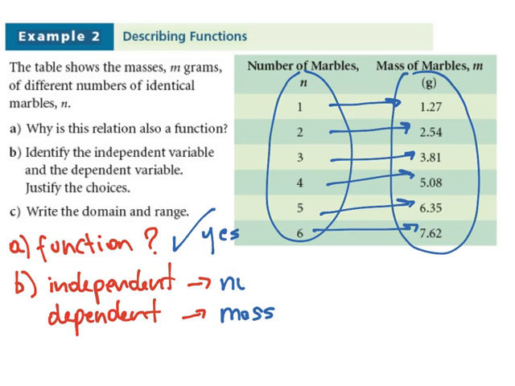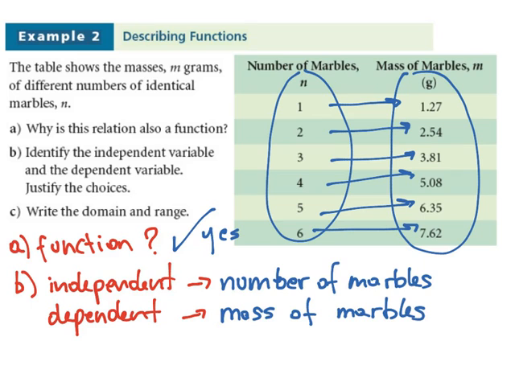So our independent variable is the number of marbles, while the dependent variable is the mass of the marbles. Now, the last part, what is the domain and range? Since we know our independent and dependent variables, the independent variable is always considered the domain, while the dependent variable is considered the range.